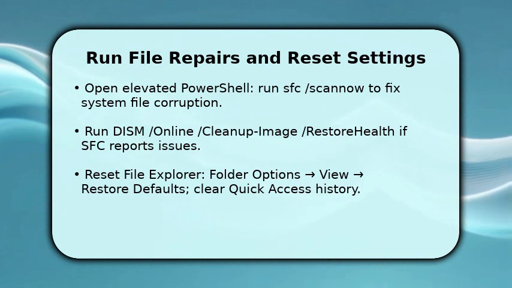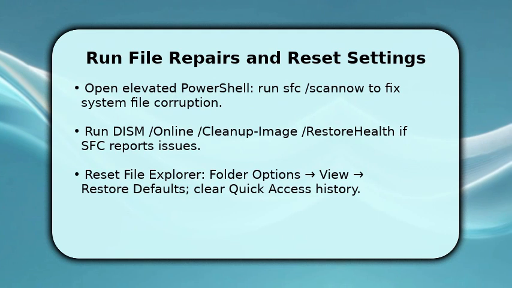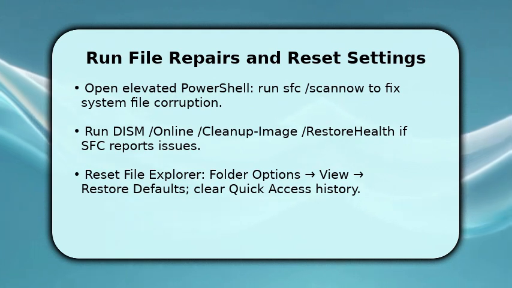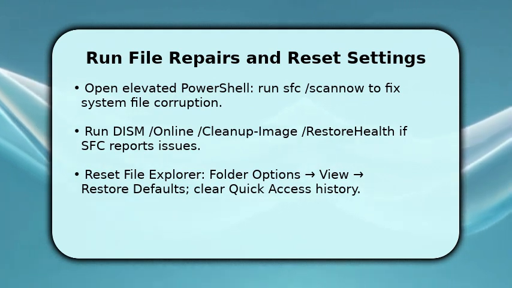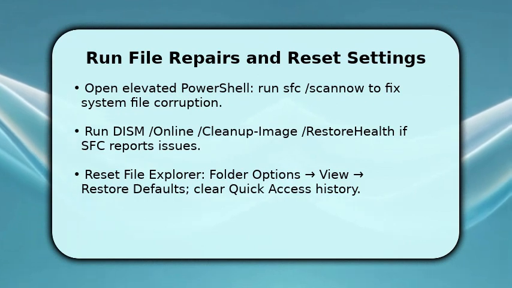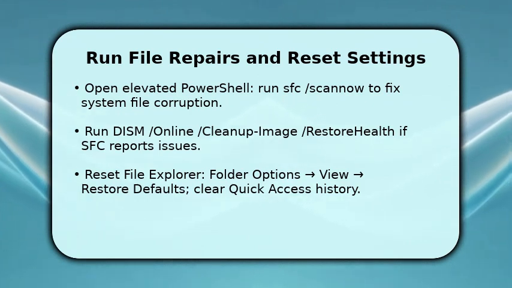After repairs, open File Explorer options, set view to defaults, and clear quick access history so bad shortcuts don't hang the shell. These steps fix corrupted DLLs and config files that prevent Explorer from opening.